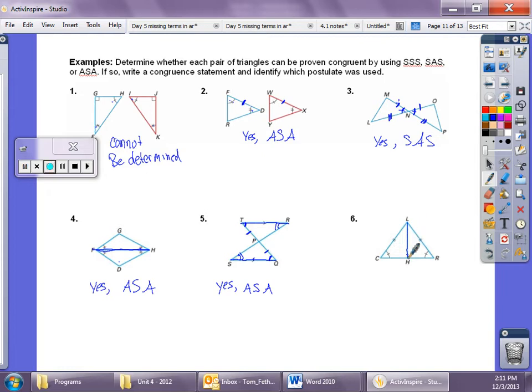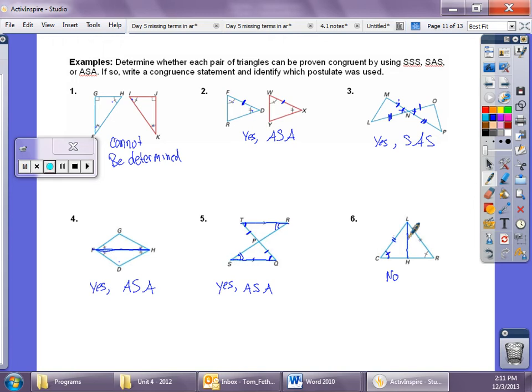And the last one, we have an angle, we have a side, and then we have a line going down. Well, that gives us a side and an angle, but it's not the included angle. And it doesn't give us any more information about this one. So we cannot determine it. This would be angle, side, side, which we haven't talked about yet.